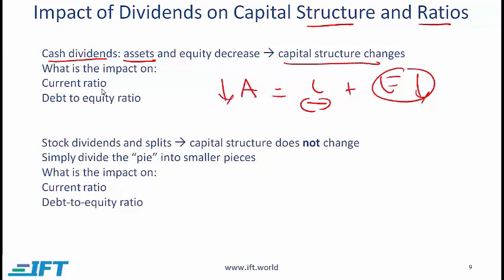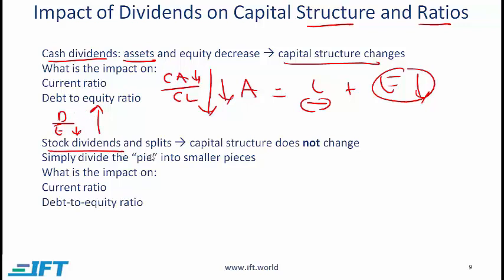What is the impact on the current ratio and the debt to equity ratio? Current ratio is current assets over current liabilities. Current liabilities do not change. Current assets are down. That means that a current ratio will come down. Debt to equity ratio, debt stays the same. Equity comes down, which means the debt to equity ratio goes up, which is a negative. So paying out dividends actually hurts ratios.